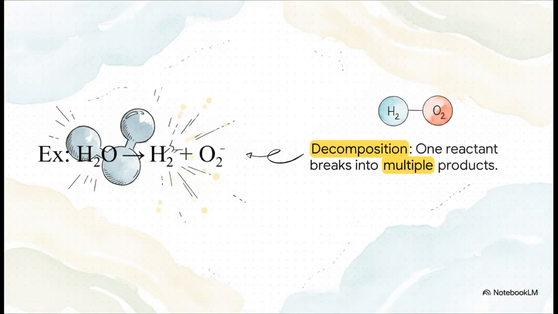Now, what's really interesting about this next one is that decomposition is the exact opposite of the synthesis play we just looked at. Instead of coming together, one single reactant breaks down into 2 or more separate products. So AB becomes A plus B. A great example of this is taking water, H2O, and breaking it apart into hydrogen and oxygen gases.